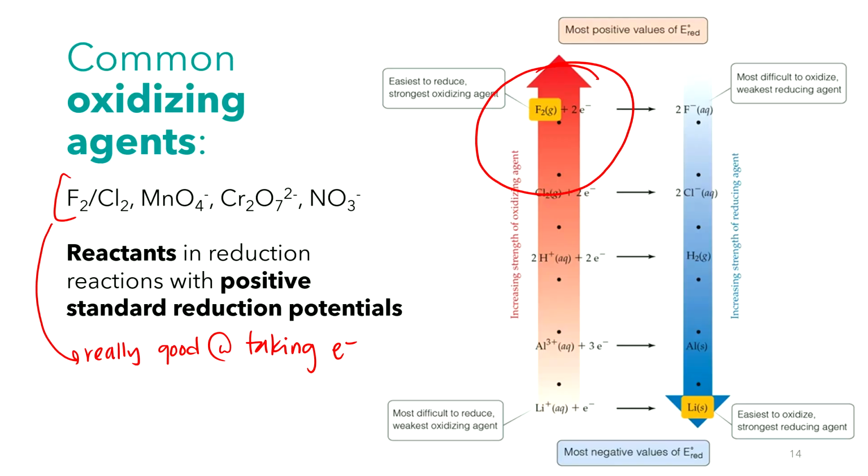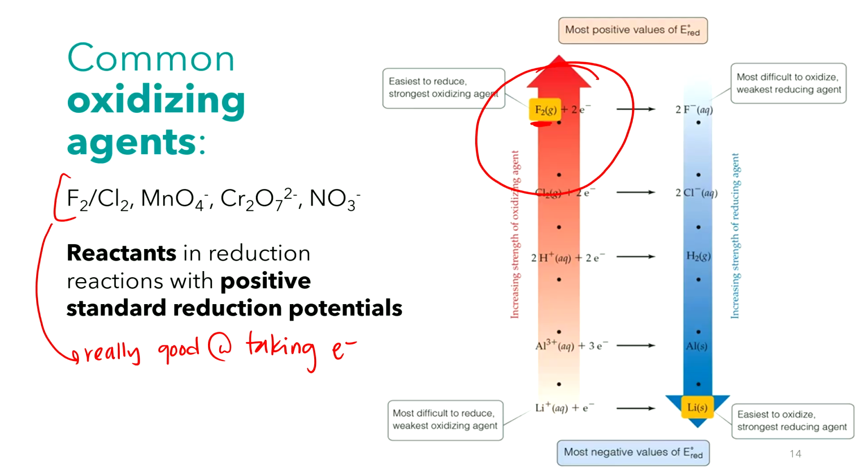So I'm not going to ask you to memorize a list of strong oxidizing agents, but I expect you to know that if it is a more positive standard reduction potential, that means that the reactant on that side, in this case F2, really, really wants those electrons. Okay, and then we can rank them based on that.